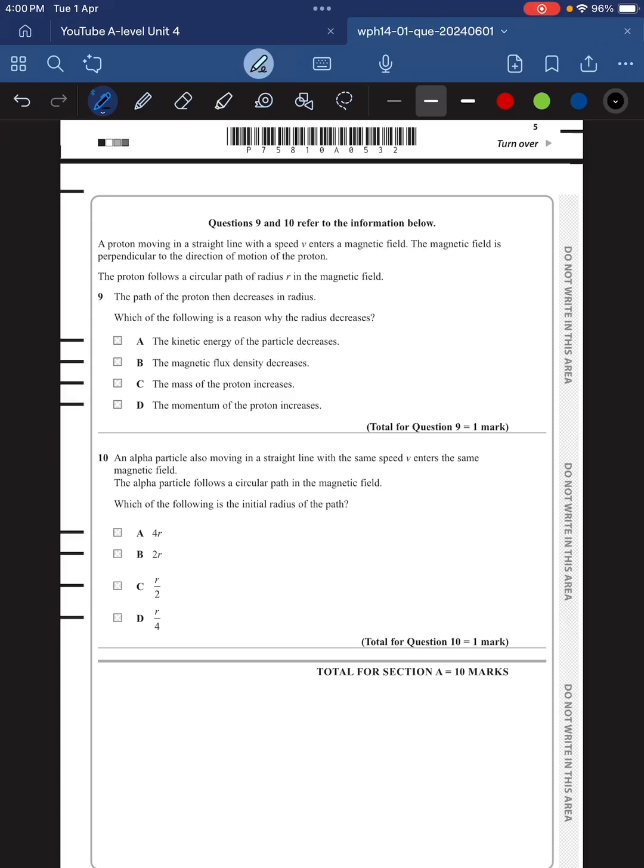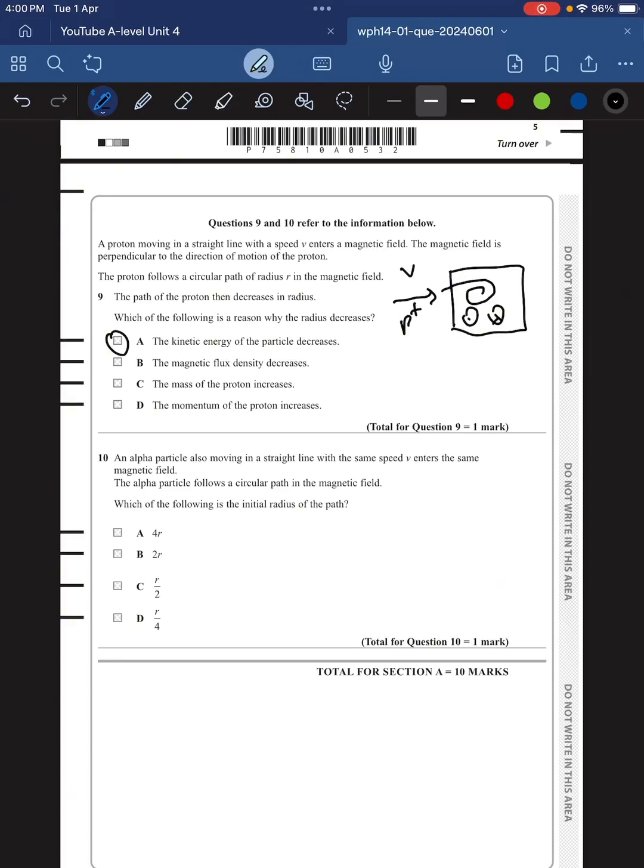Question 9, the path of the proton then decreases in radius. Which of the following is a reason why the radius decreases? So let's try to draw a diagram. You have a proton traveling in a straight line with speed v and enters a region where there's a magnetic field, which is perpendicular to the direction of motion. So it's either into the page or out of the page. So this guy enters and loses energy pretty much. So the radius decreases because it loses energy. So the answer is A. The kinetic energy of the particle decreases.